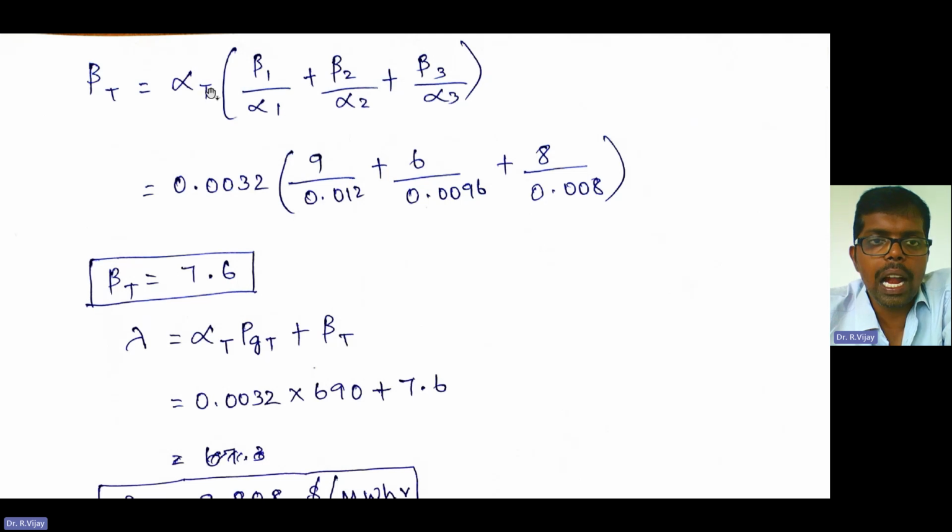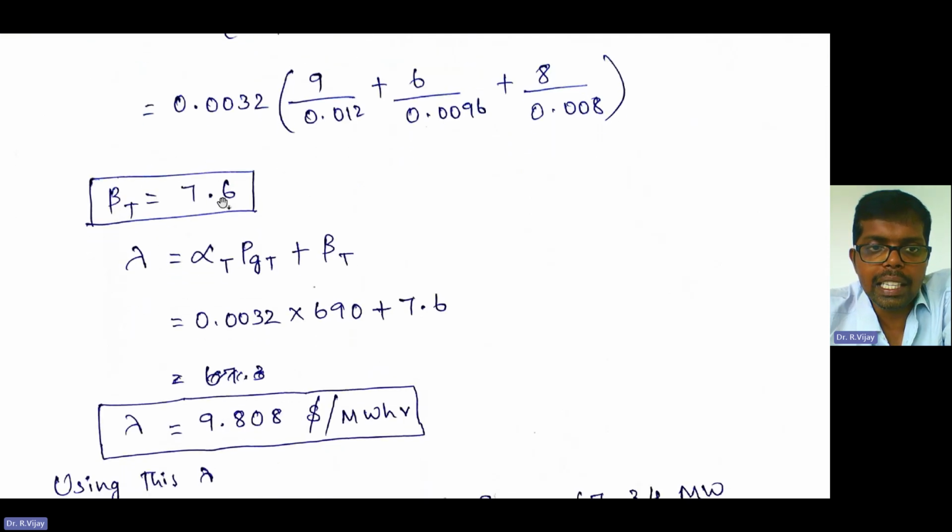Beta T is equal to alpha T into beta 1 divided by alpha 1 plus beta 2 divided by alpha 2 plus beta 3 divided by alpha 3. Here also, the fourth generating unit we are neglecting. So further we are substituting all the values for beta 1, beta 2, beta 3 and alpha 1, alpha 2, alpha 3 and alpha T. Here we are getting the beta T as 7.6.